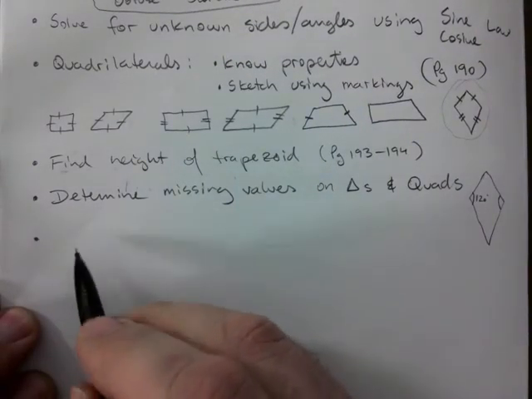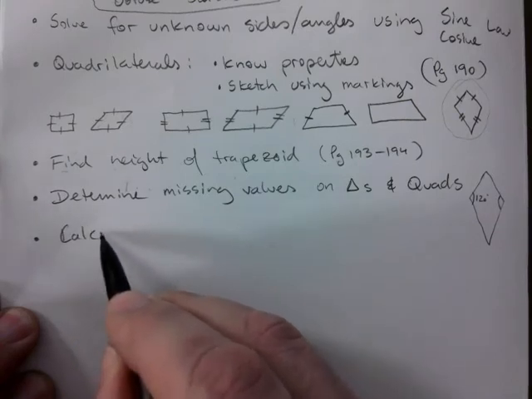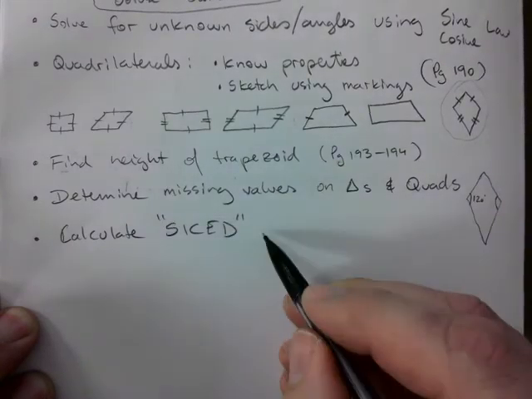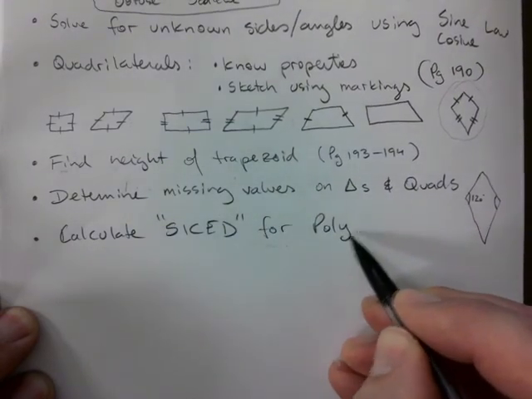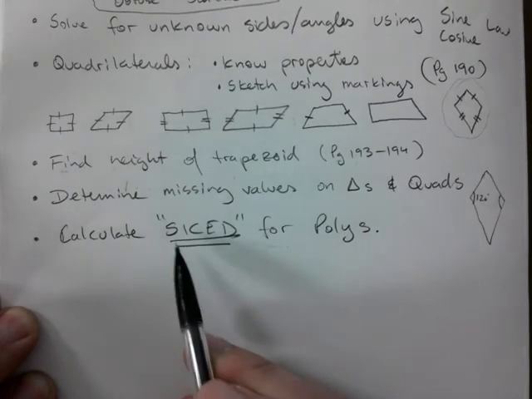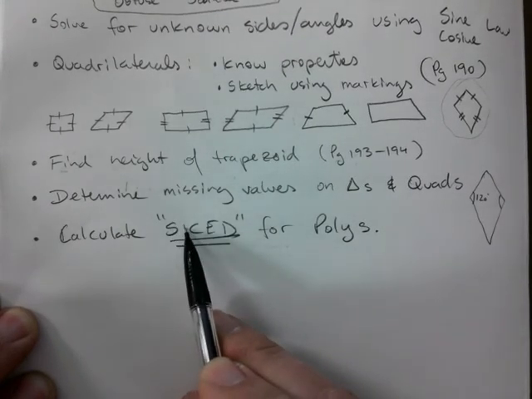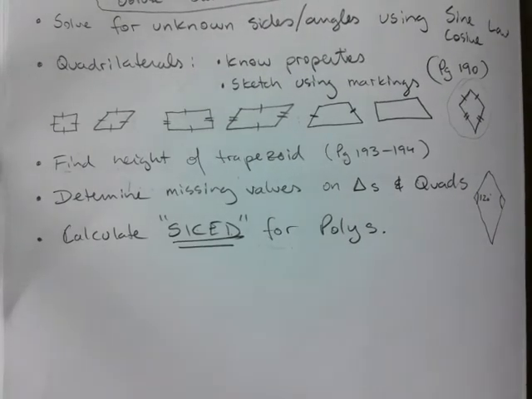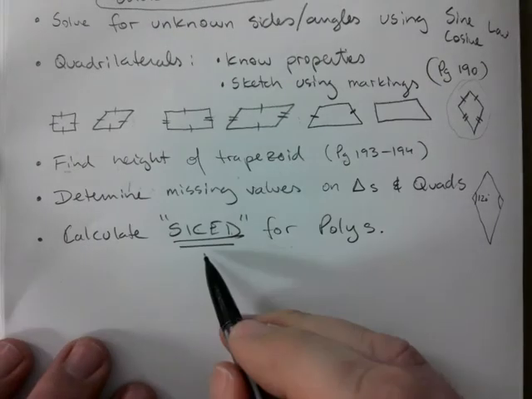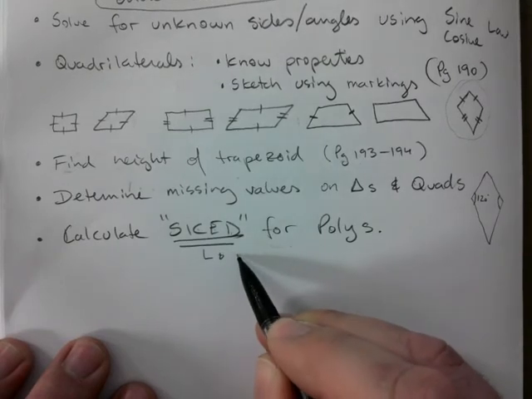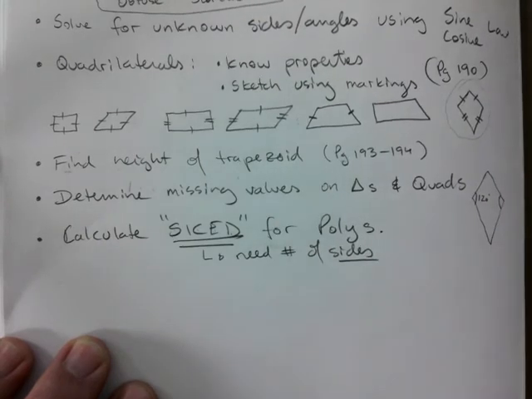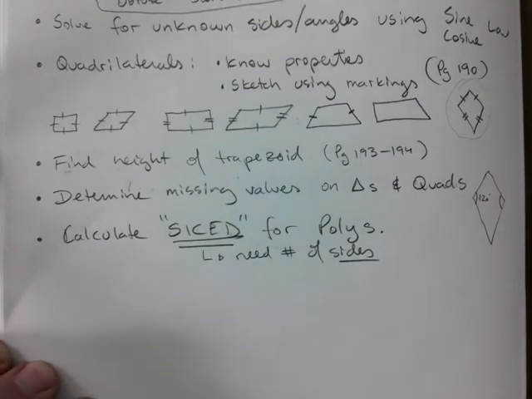Next, calculate. You know what this is, right? Sum of interior angles, central, exterior, diagonals. I just don't want to write it up, but you have to be able to calculate that if I ask you. Count the number of sides. You need the number of sides. That's critical to be able to do that.